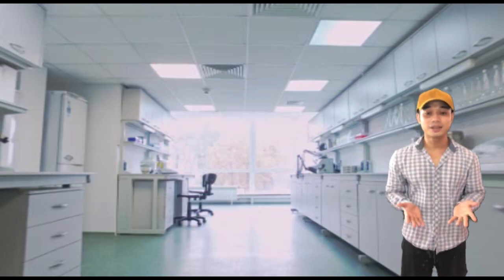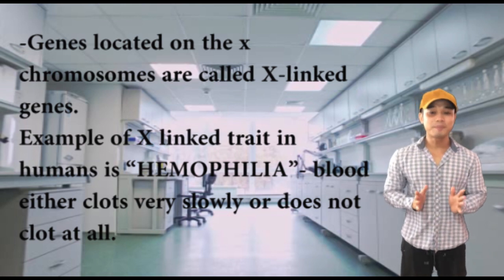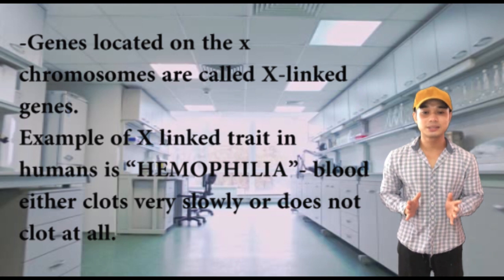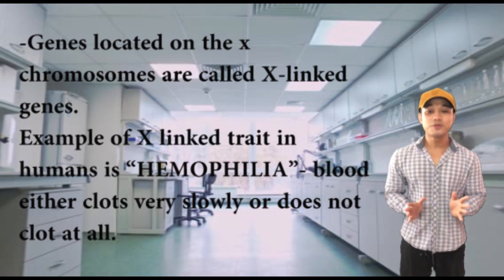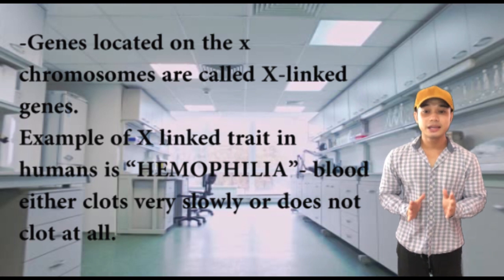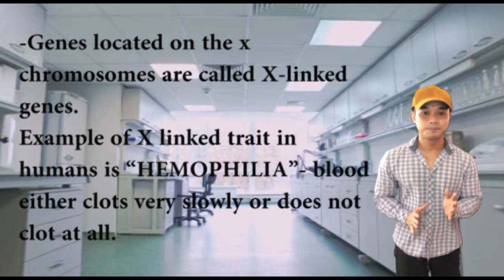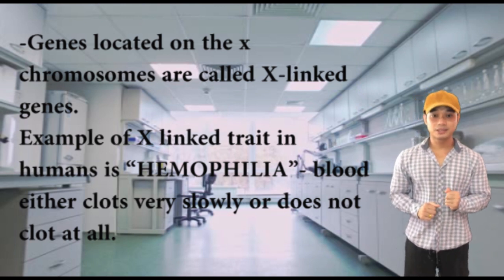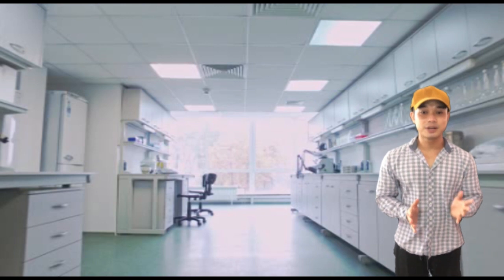Now, genes located on the X chromosomes are called X-linked genes. An example of an X-linked trait in humans is hemophilia. What is hemophilia? Hemophilia is a blood disorder in which blood either clots very slowly or does not clot at all. Another example is color blindness. Now I will be showing a table that consists of the genotype and the phenotype of color blindness in humans.